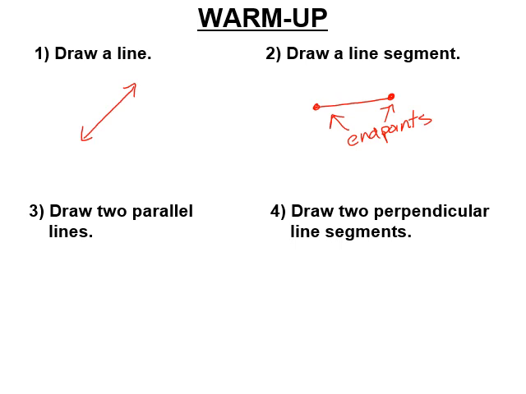So the next, number 3 says draw 2 parallel lines. Well, if they're going to be parallel, again, they have to never intersect, right? And it says lines, so you have to draw arrows on the ends. All lines go on forever in geometry.